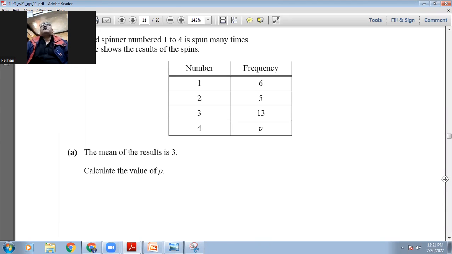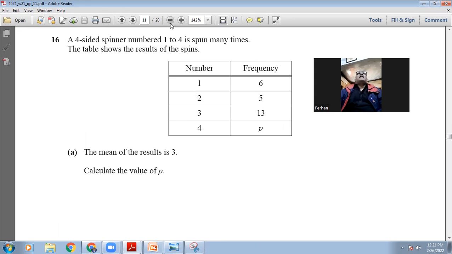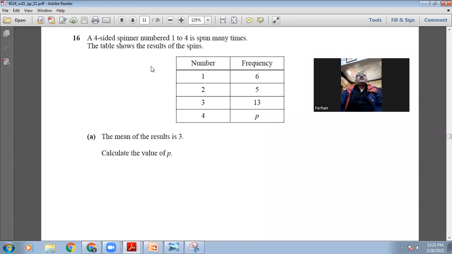Here we go. The question says a 4-sided spinner numbered 1 to 4 is spun many times. The table shows the results of the spin. Number 1 came out 6 times, number 2 came out 5 times, number 3 came out 13 times, and 4 came out p times. The mean of the results is 3. So we know the mean of the results. What's the value of p?